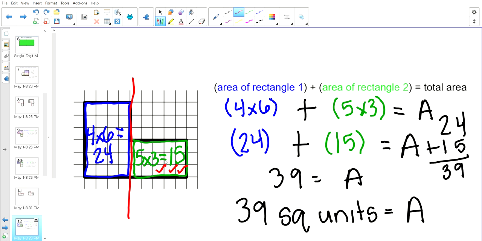1, 2, 3, 4, 5, 6, 7, 8, 9, 10, 11, 12, 13, 14, 15, 16, 17, 18, 19, 20, 21, 22, 23, 24, 25, 26, 27, 28, 29, 30, 31, 32, 33, 34, 35, 36, 37, 38, 39. The total area of this entire rectilinear figure is 39 square units. Our answer was correct. 3rd grade, let's do one more example together.